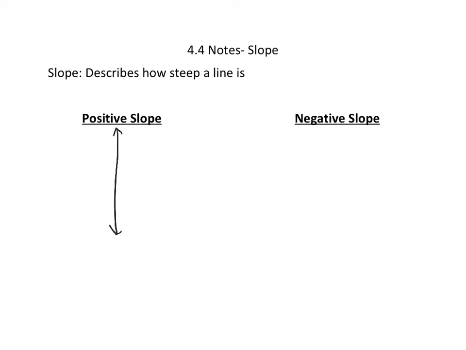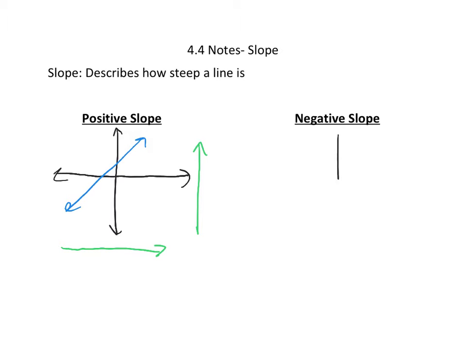Let's say on some coordinate axis, we had a line that looks like this. We would consider that a positive slope. And the reason is that as you move left to right, as you move in this direction along the x-axis, the line is actually rising. So we call that a positive slope. Think of it as moving up a ramp.